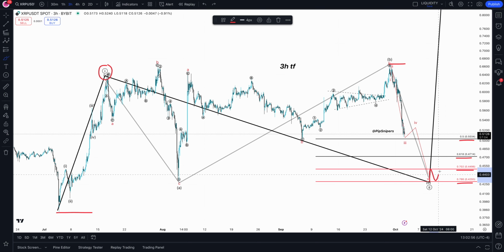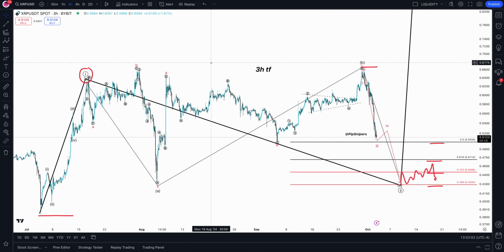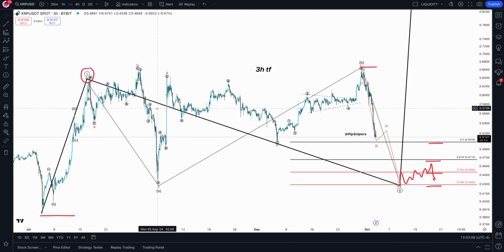Now, there is a possibility we chop around over here for a bit, going into elections, right? So going into mid-October, the second half of October, going into elections, right?